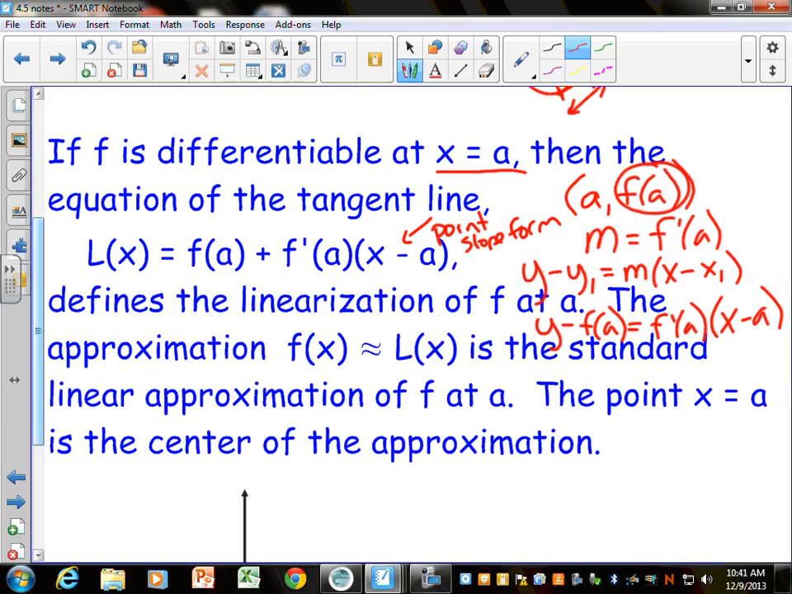The book talks about this L of x and f of x, and it's in the directions of your homework, which is why I give you this, because if not, when you get to your homework, you're going to freak out and be like, I don't know what this means.